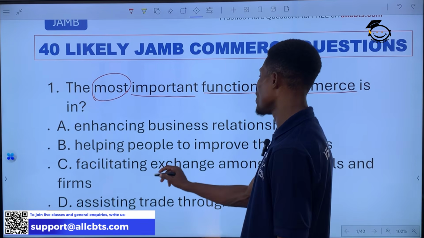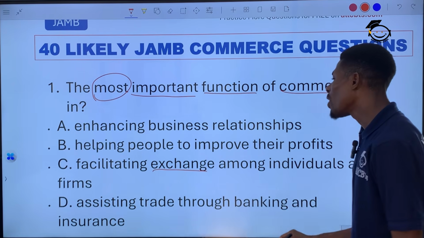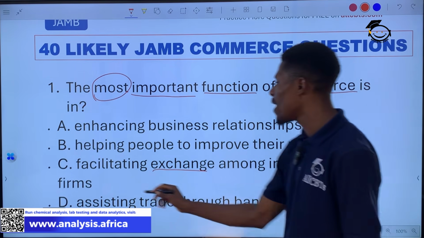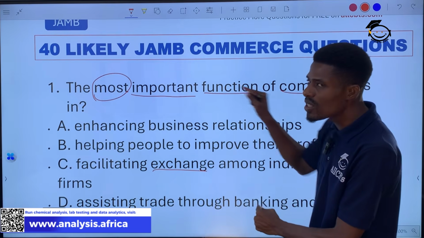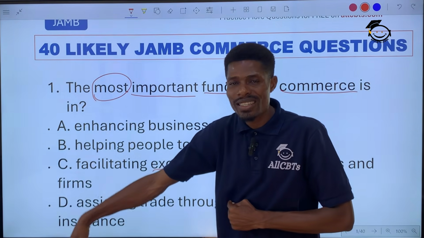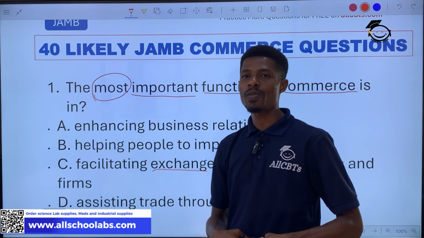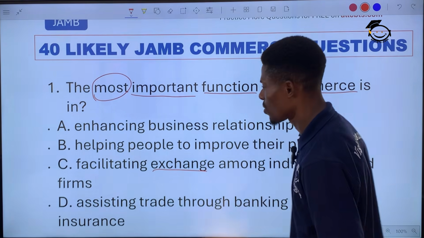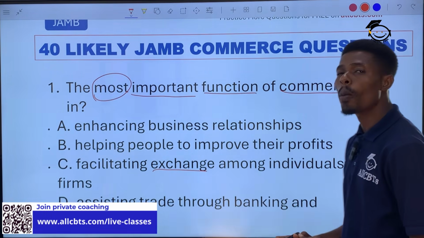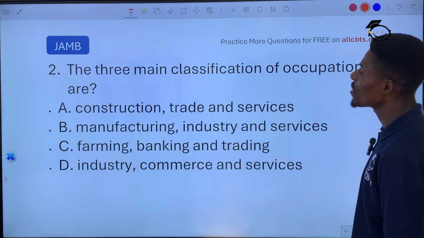Facilitating what? Exchange among individuals and firms. So there's a movement of goods from the firm to the individual that need the product or services for their what? For their immediate satisfaction or their long-term satisfaction. So our correct answer will be what? Option C. Let's go to the next question.